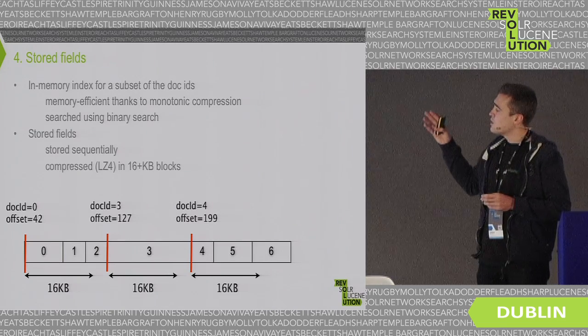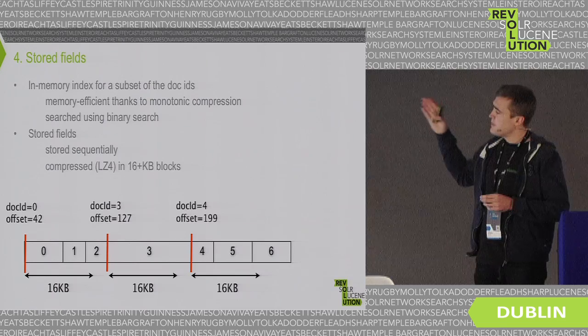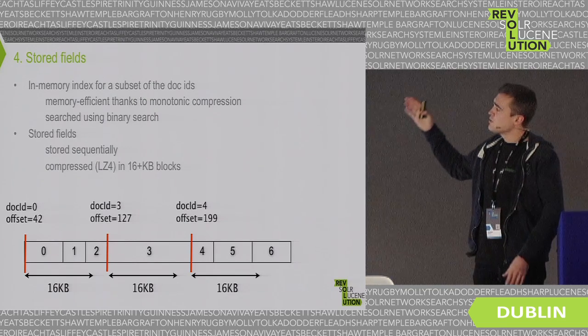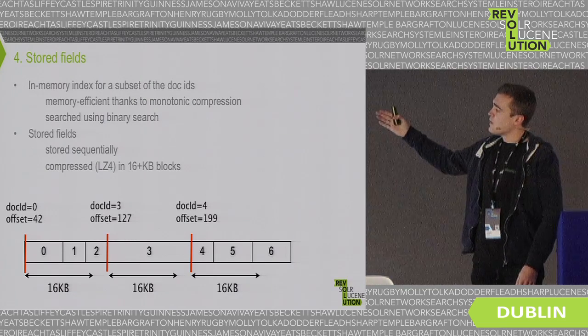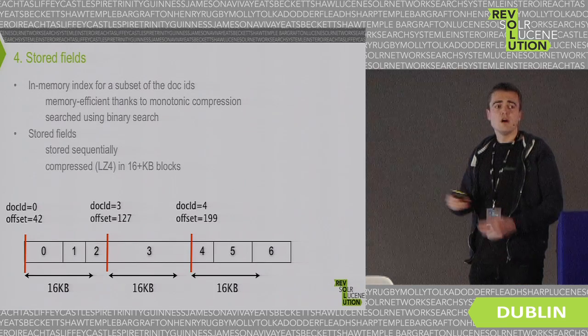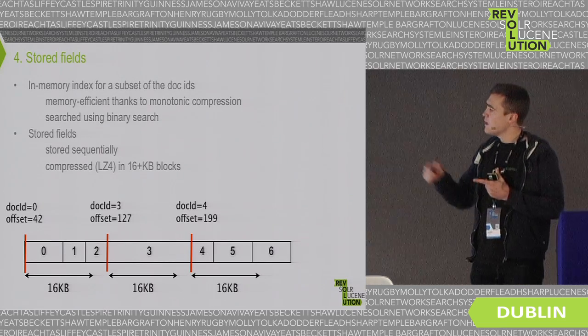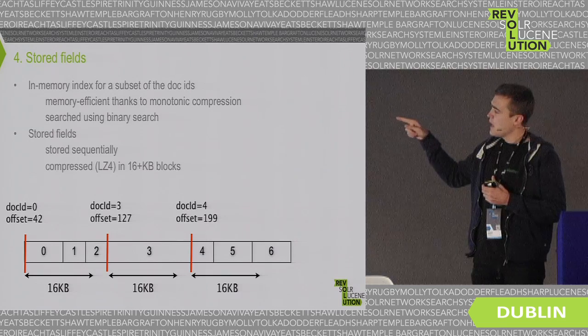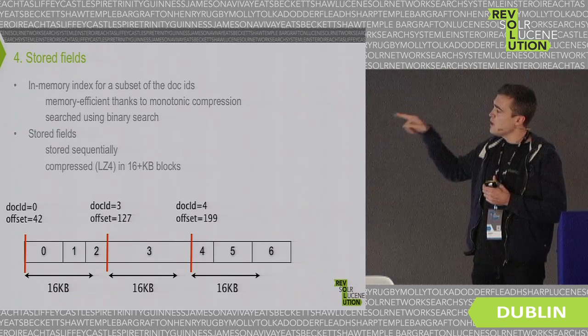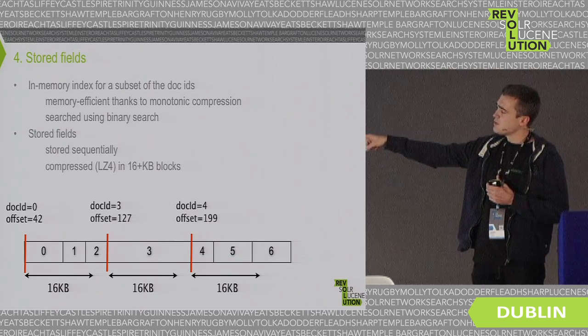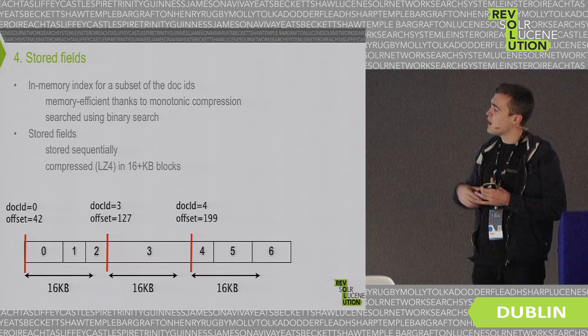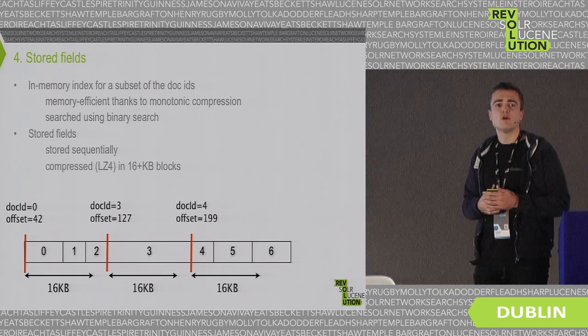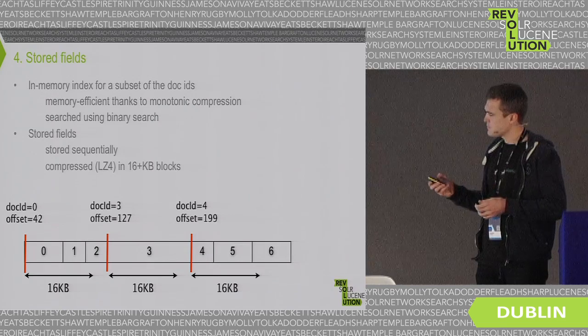And that's it. Basically, what I described shows you that getting a stored document in a Lucene index only requires one disk seek, because the index is in memory, and so the only thing you need to do is to go to the offset associated with the doc ID, once you find the block where your document is.